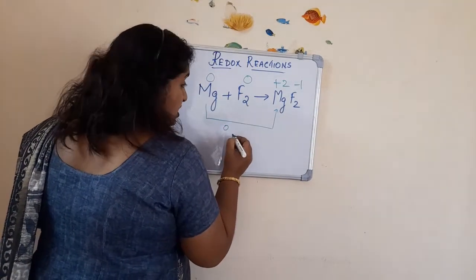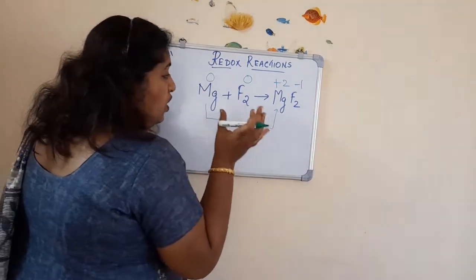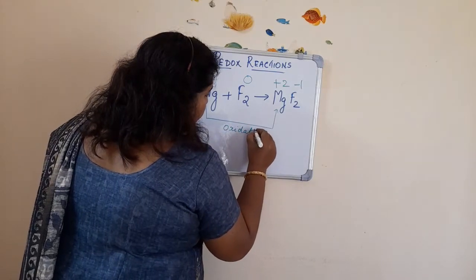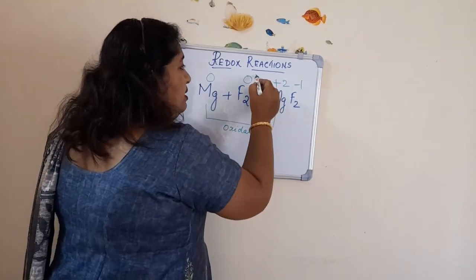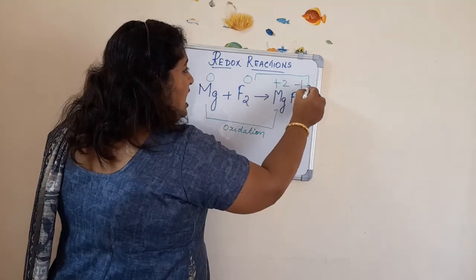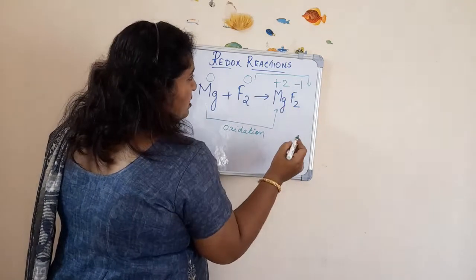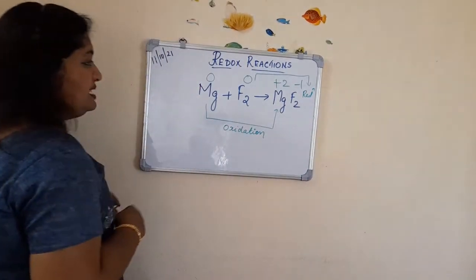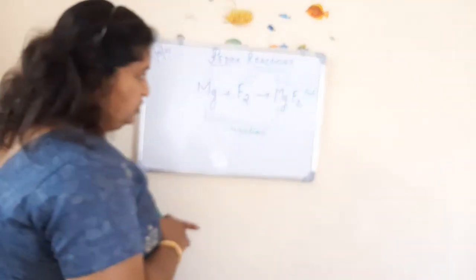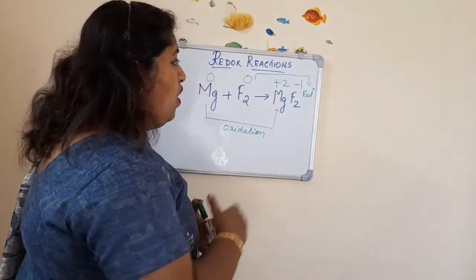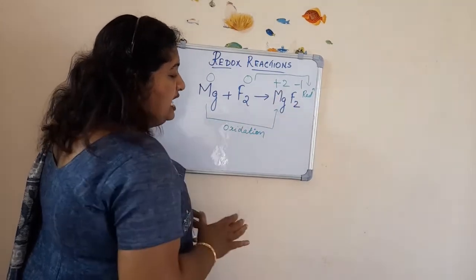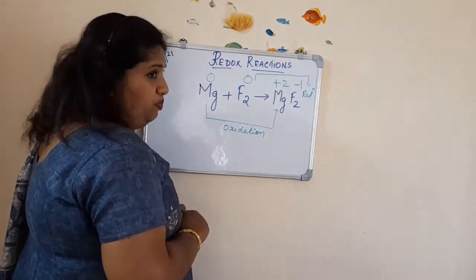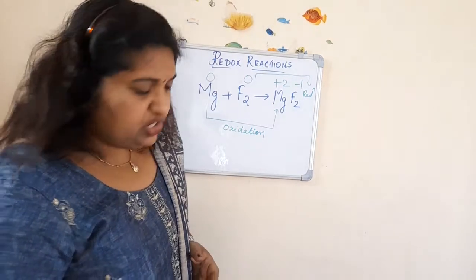Since the oxidation number is increasing, the element in which the oxidation number is increasing, we call it oxidation. And the element in which the oxidation number is reducing, it has reduced from 0 to -1, so here you can say reduction. So here magnesium is oxidized and fluorine is reduced. So the reactions in which oxidation and reduction take place simultaneously are called redox reactions. I hope it's clear what a redox reaction is.